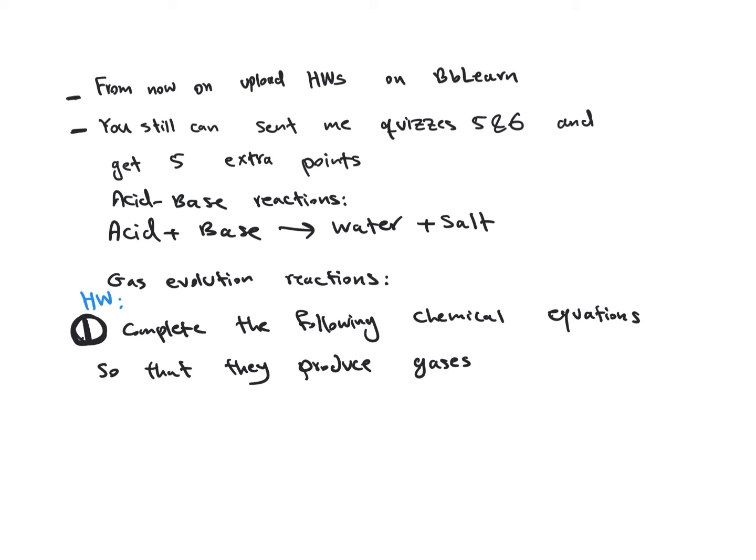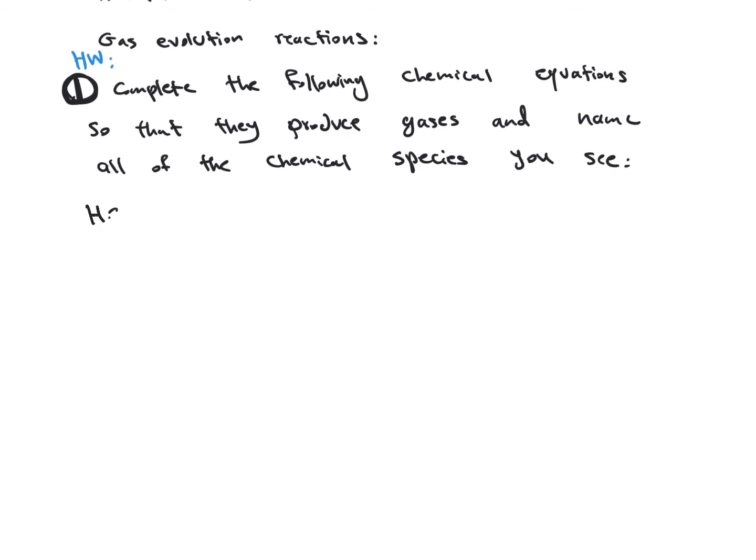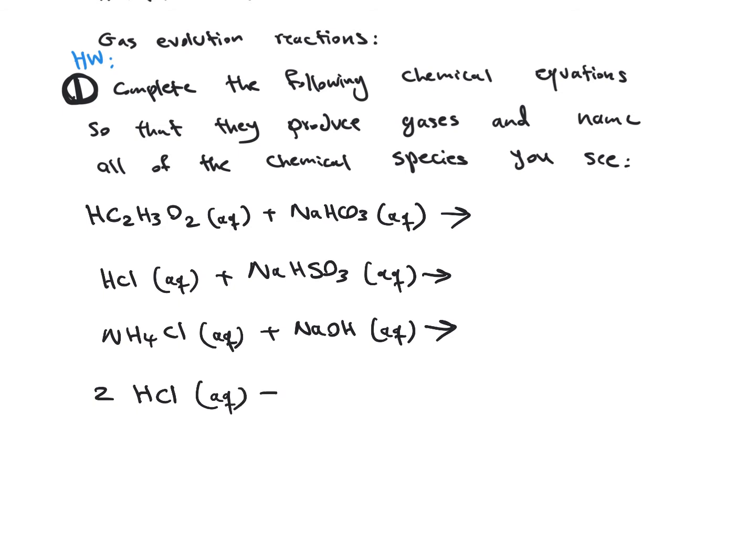So that they produce gases, and name all of the chemical species you see. And then these are your equations: HC2H3O2 aqueous plus NaHCO3 aqueous. The other one is HCl aqueous plus NaHSO3 aqueous. NH4Cl aqueous plus NaOH aqueous. And the last one, 2HCl aqueous plus K2S aqueous gives the product.